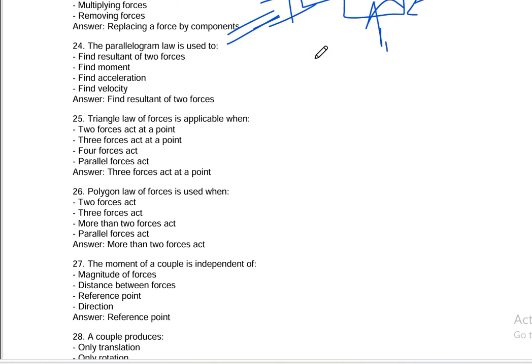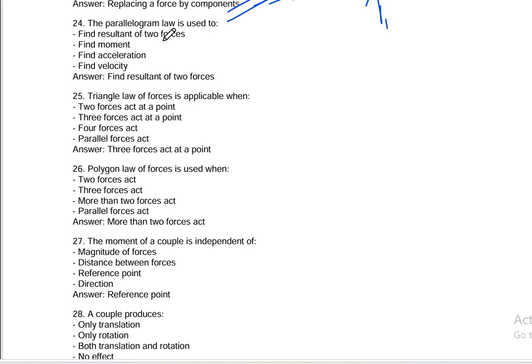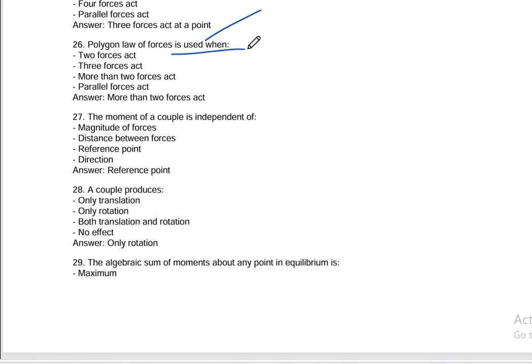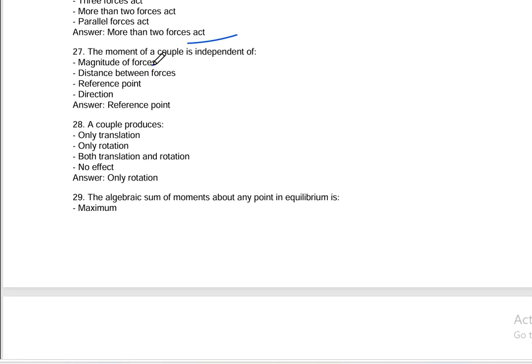Question number 24. The parallelogram law is used to find the resultant of two forces. Question 25. Triangle law of forces is applicable when three forces act at a point, then we use the triangle law. Polygon law of forces is used when more than two forces act. 27. The moment of a couple is force times the perpendicular distance, which is the reference point.